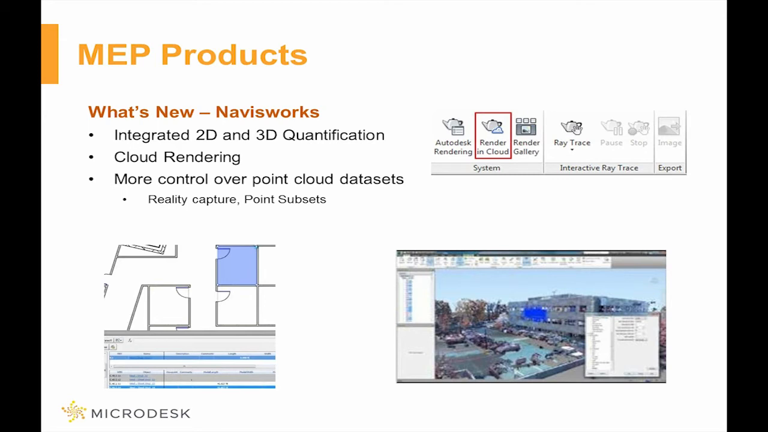And we also have a little more control over point cloud data sets. I know there's a lot of technology coming out with taking photos of buildings and laser scanning of existing buildings. We can bring this into Navisworks and have a little more control, and we can actually create point subsets where we can do clash detection of areas of our point cloud in our model.